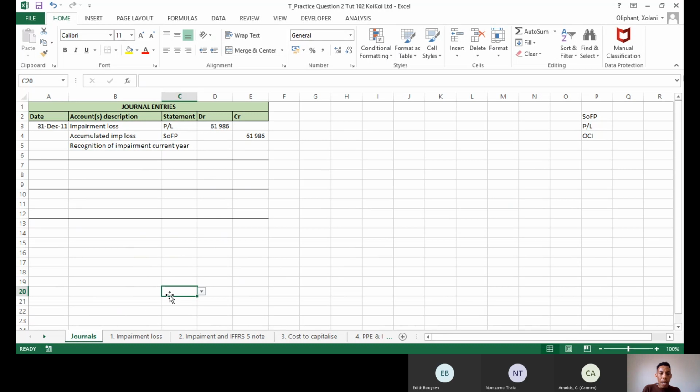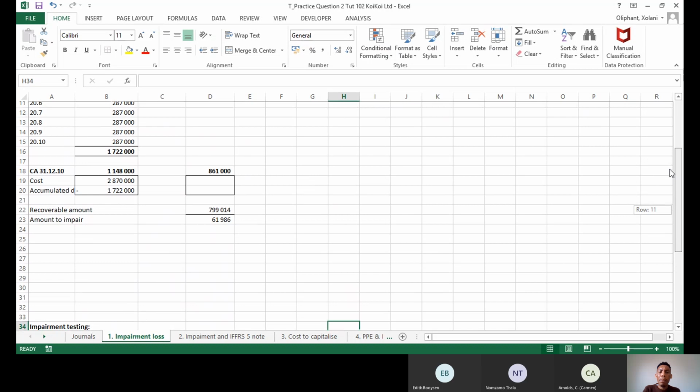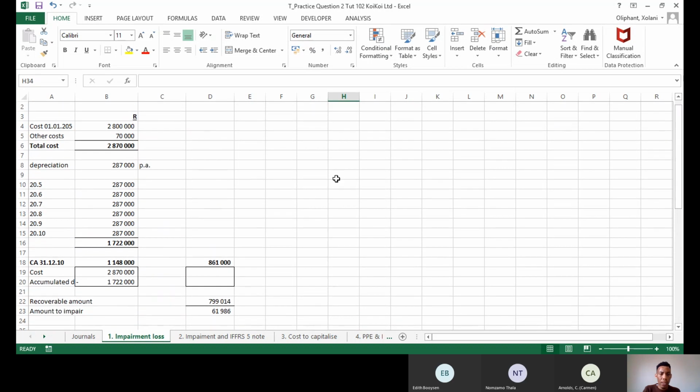Okay. Now, we're done with required one. But now the second part is what they were looking for. They are saying: use your answer in one above and disclose the note. So you disclose the impairment loss note in the notes to the annual financial statements, right?